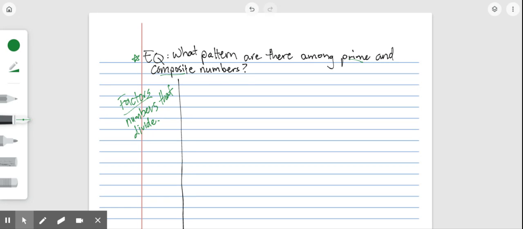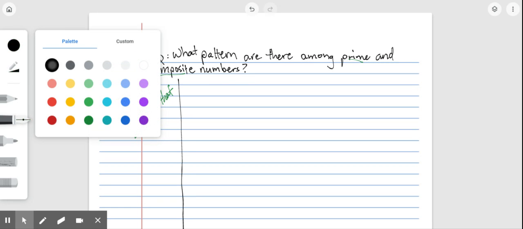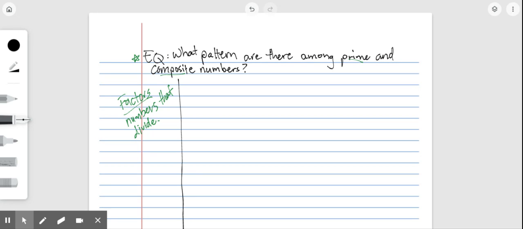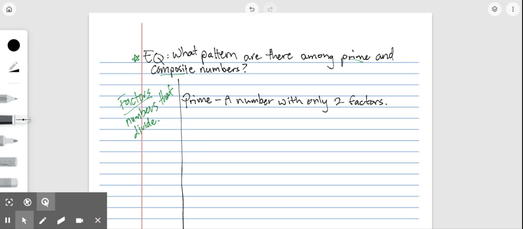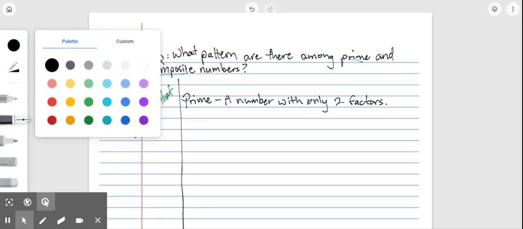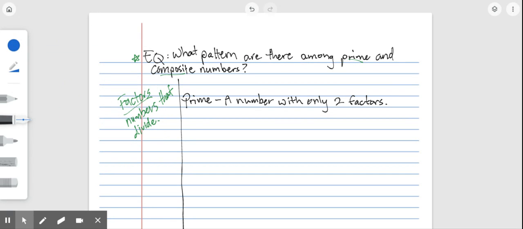All right, so let's start with the definition of what does it mean to be prime. If a number is prime, then that number only has two factors. And the two factors are itself and the number 1. A number with only two factors. Let's do an example. Again, remember I put an EX underneath to do my example.